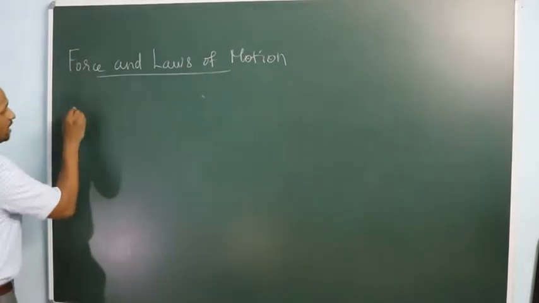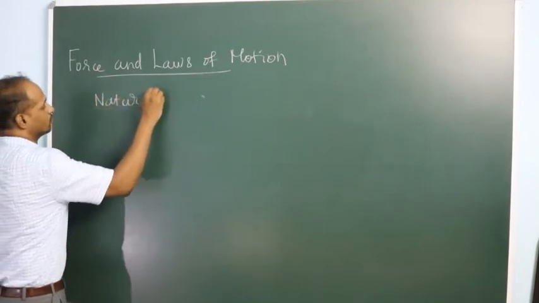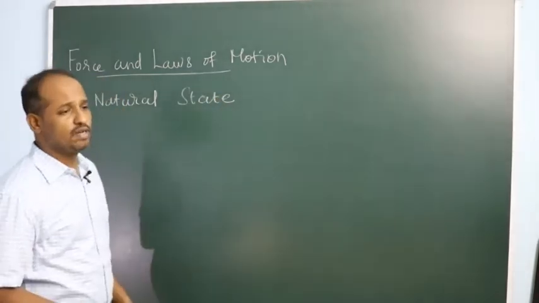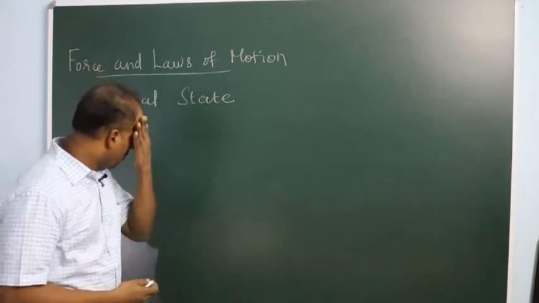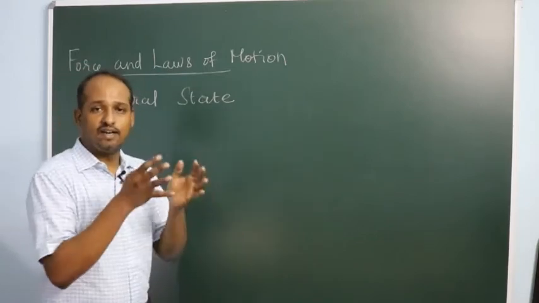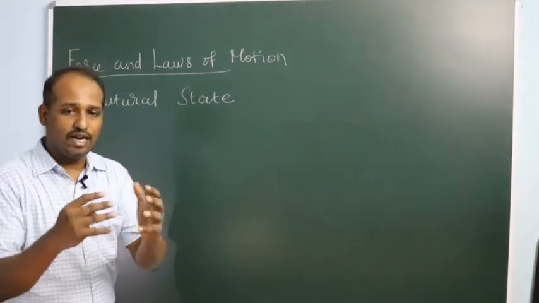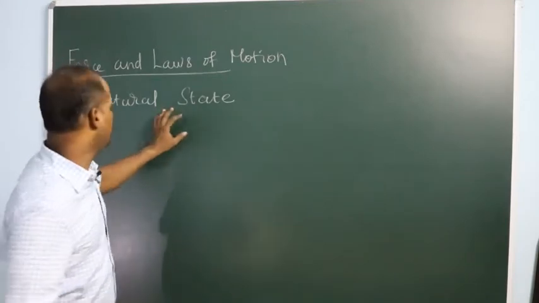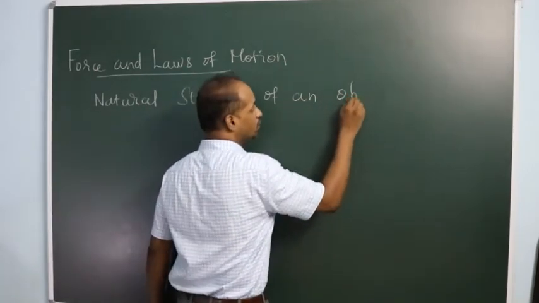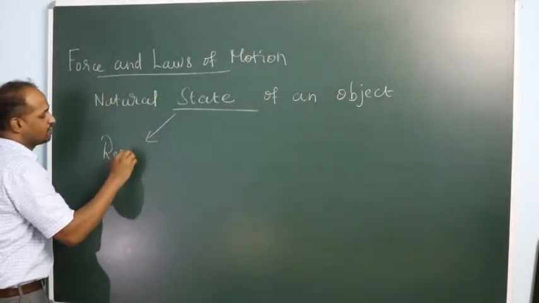One is about the natural state of an object. This was the puzzle we are concerned with. State, in the sense, is not a physical state, it's a mechanical state. When we talk about the state of an object, we are not talking about states of matter like solid, liquid and gas. We are talking about a mechanical state, the behavior of moving and rest. So it's the natural state of an object, not of matter.